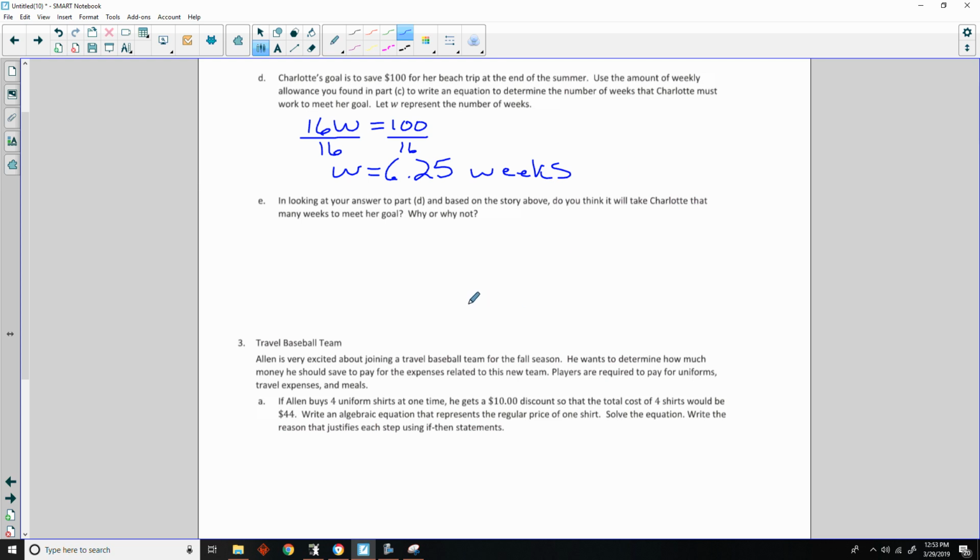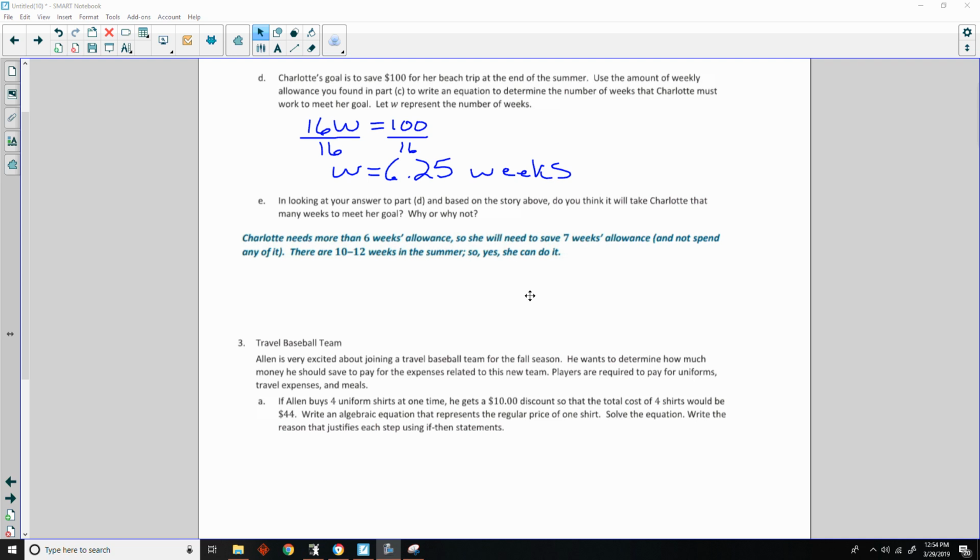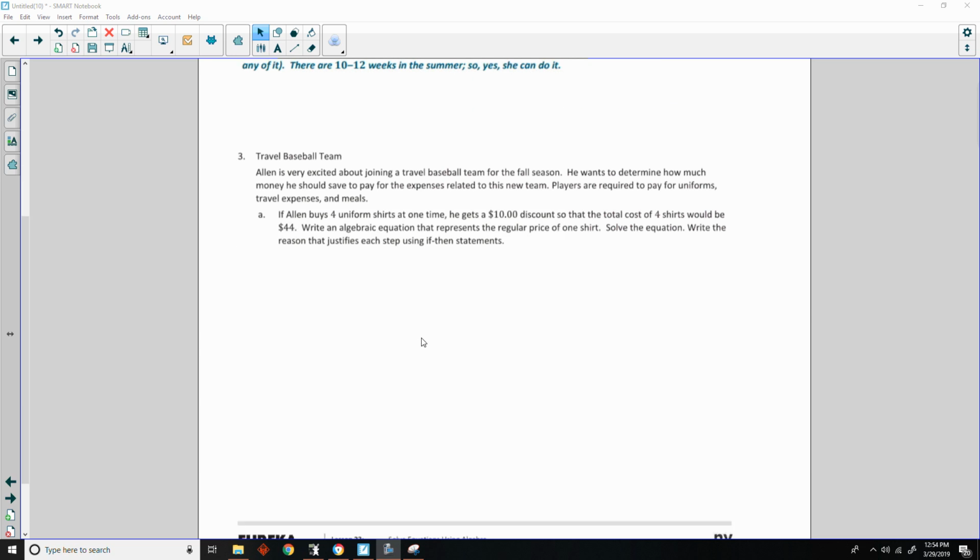Well, what's a quarter of 7 days? It'd be so many hours in a certain day of the week. And so in looking at your answer in part D, it says, based on the story above, do you think it will take Charlotte that many weeks to meet her goal? Why or why not? Okay, so Charlotte needs more than 6 weeks allowance, so she will need to save 7 weeks allowance and not spend any of it. There are 10 to 12 weeks in the summer, so yes, she would be able to do it as long as she doesn't spend any money.